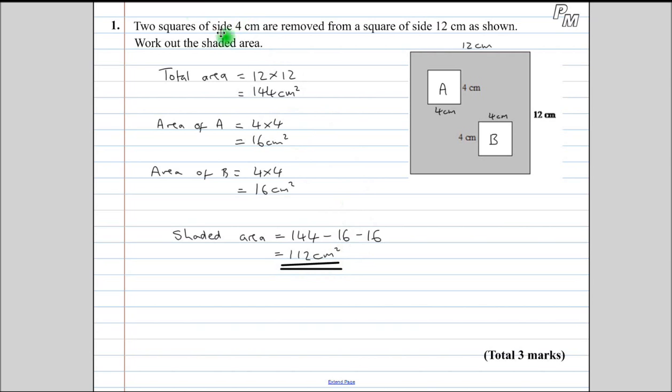So just to recap, if we ever want to find a shaded area, we find the area of the whole shape, and then we subtract the area of the bits that we don't want, and that leaves us with just the shaded area.